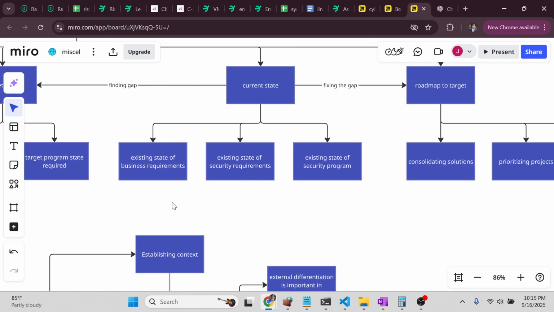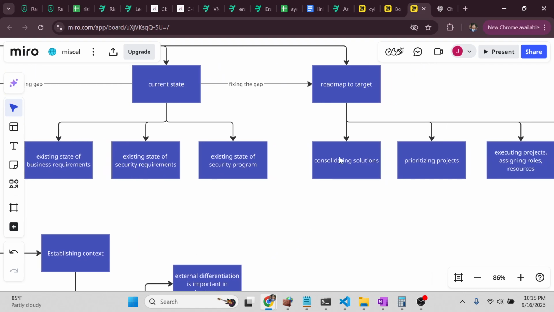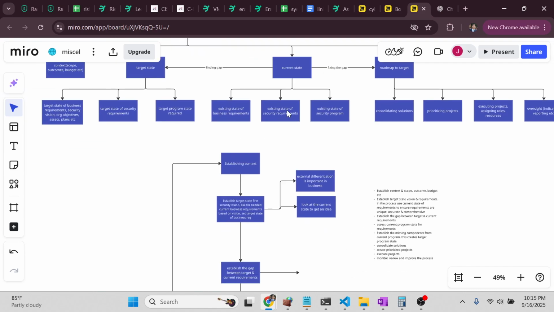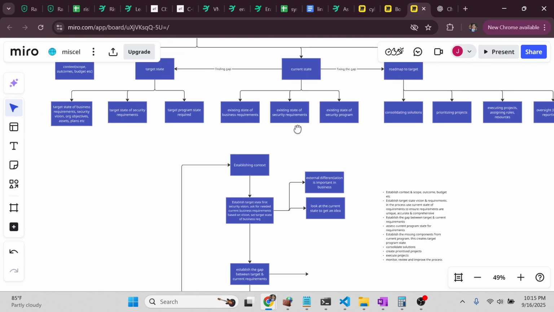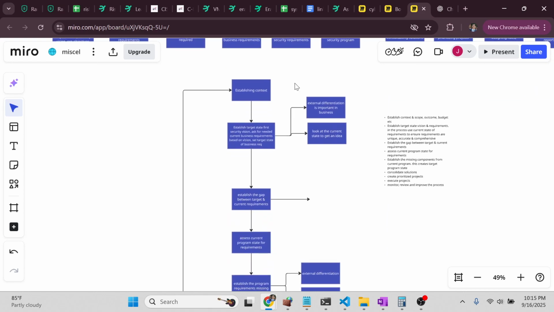And then the current state. So where are you right now? So this is about understanding the current situation. What are the current business requirements that are already documented? The same goes for security requirements and security program. So you get that data. So these are the components. Now let's move on to the process.